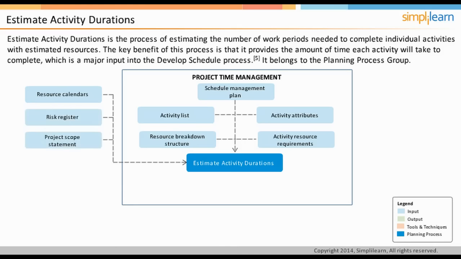The project scope statement defines the constraints and assumptions affecting the project duration. An example of enterprise environmental factor that can affect duration is organization's productivity metrics, which is collected based on the experiences from multiple projects. The last input in this process is organizational process assets. Now, let us look at the tools and techniques used for estimating activity durations.